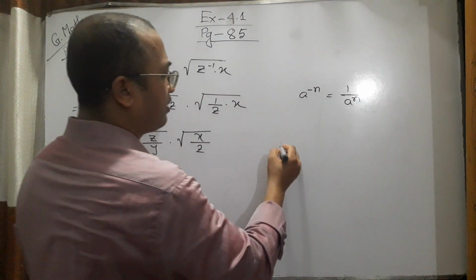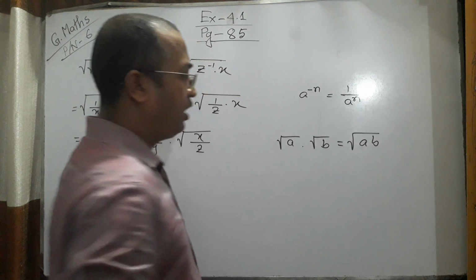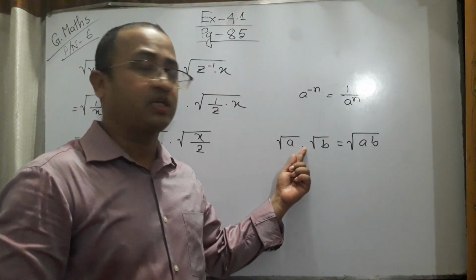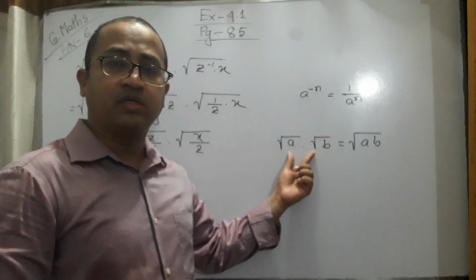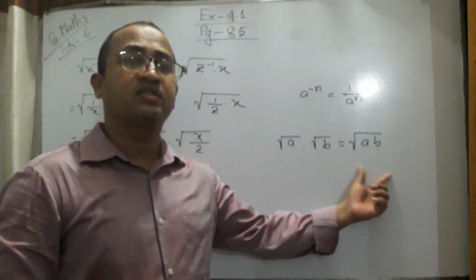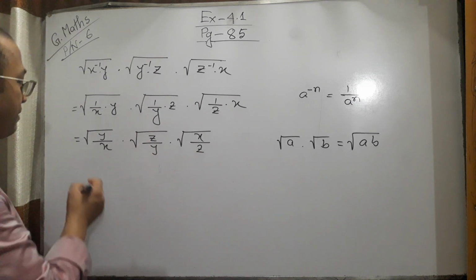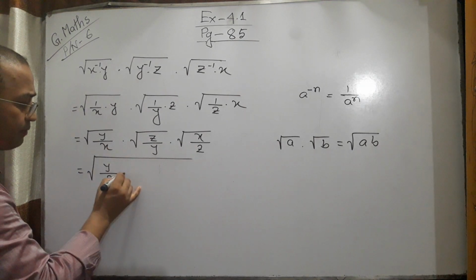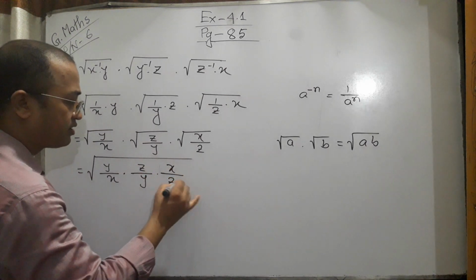Look, any numbers like this, we can write root a into root b as root ab. I mean two separate roots we can make one root. If there is a multiplication we can write a into b inside. Two separate square roots we can make one square root by using this process. So here there are three separate square roots, we can make them one square root: y by x multiplied by z by y and x by z.